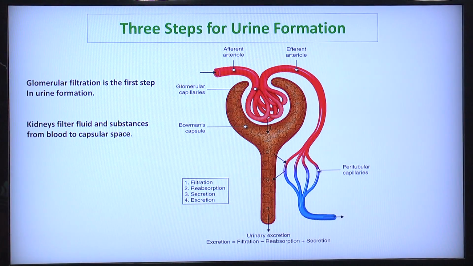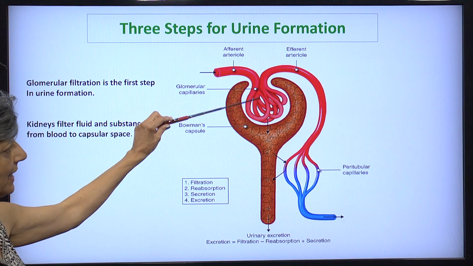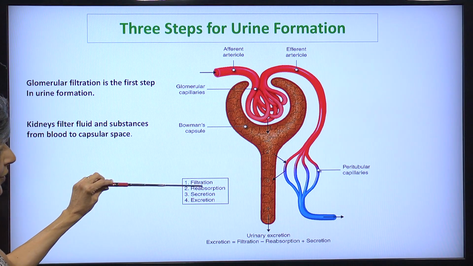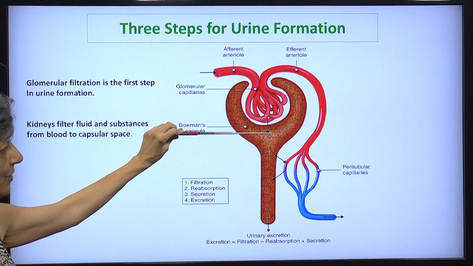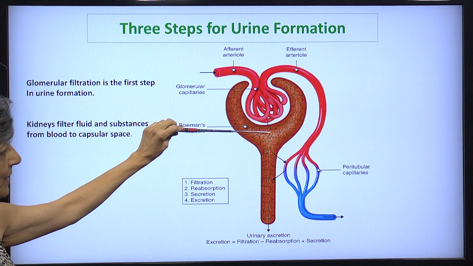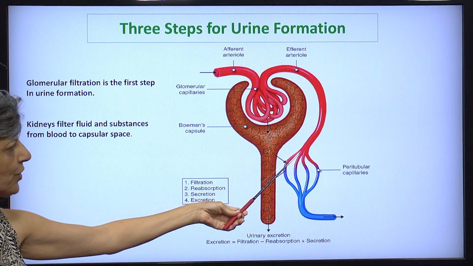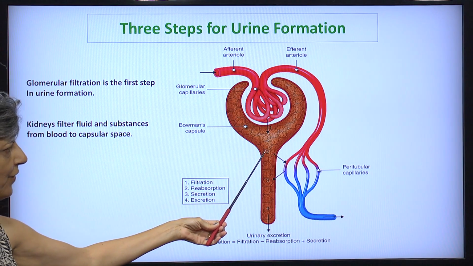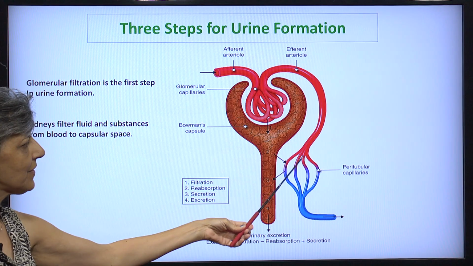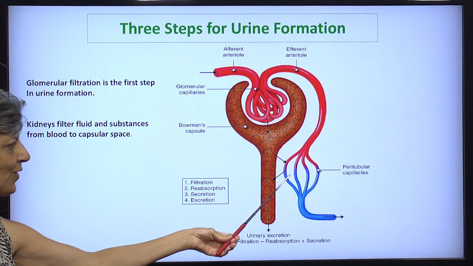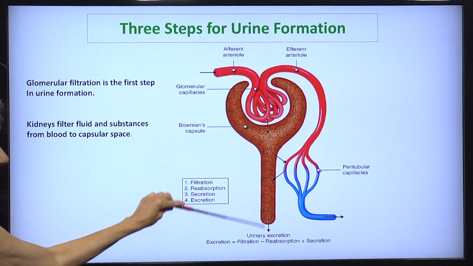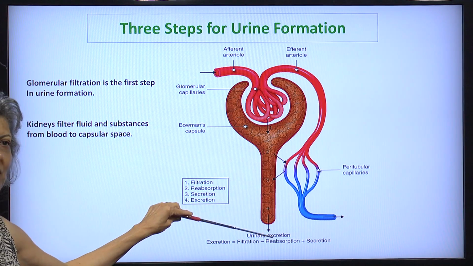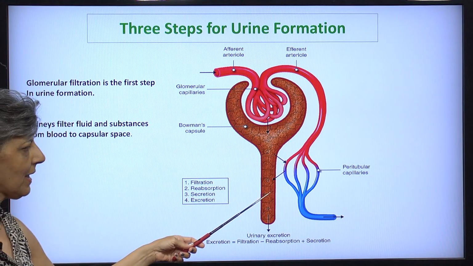These are the 3 steps of urine formation. Blood enters the kidney. It's going to go first through a process of filtration where substances will move from the blood into the Bowman's capsule. Reabsorption is bringing substances back from the tubules to the blood. Secretion is pulling substances from the blood back into the tubules. And finally, this is going to be excreted, totally eliminated out of the body as urine.